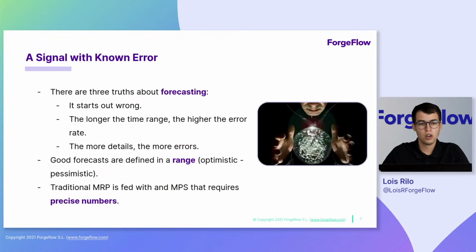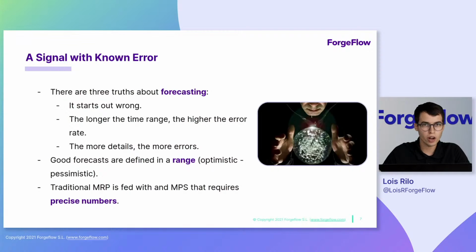All this only makes these three truths about forecasting even more true. So, forecasting will start out wrong. There is always error in each forecast we do. The longer the time range, the higher the error rate. And in these complex supply chains we have now, in which we have huge cumulative lead times, this is the case. We have to predict for a longer horizon, a longer range.